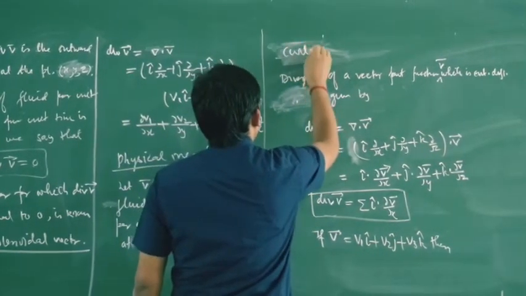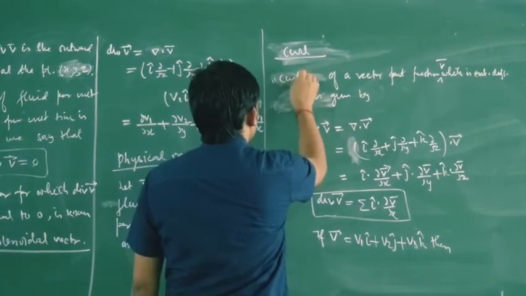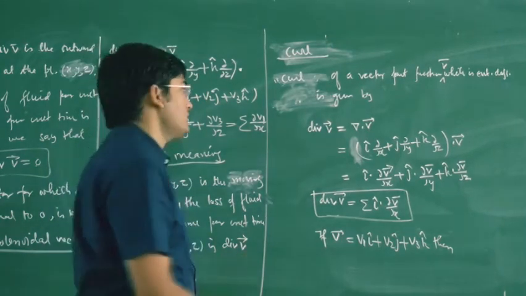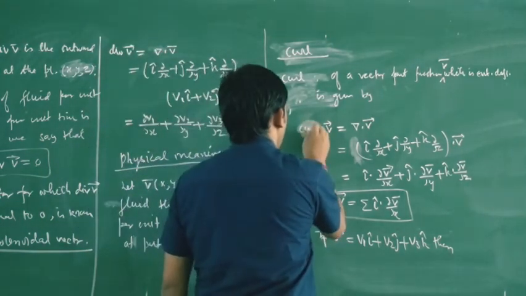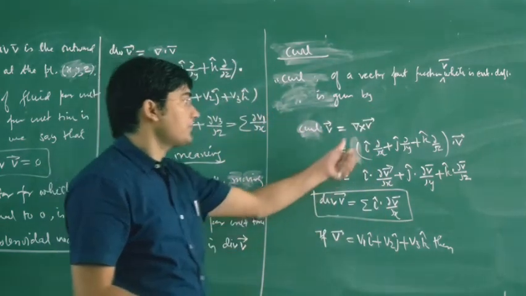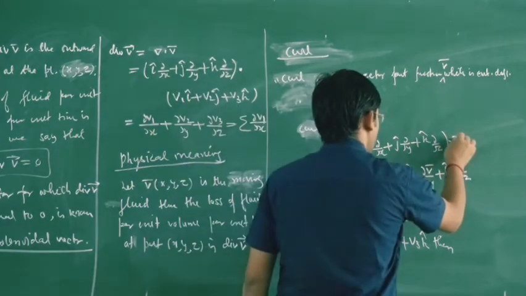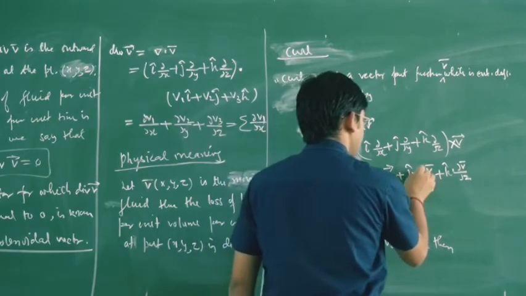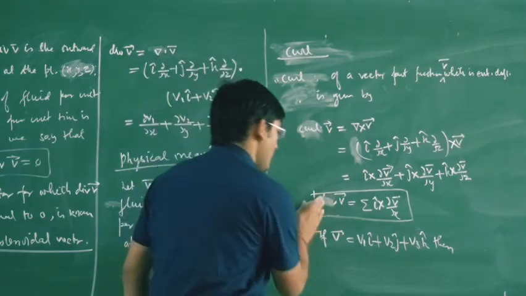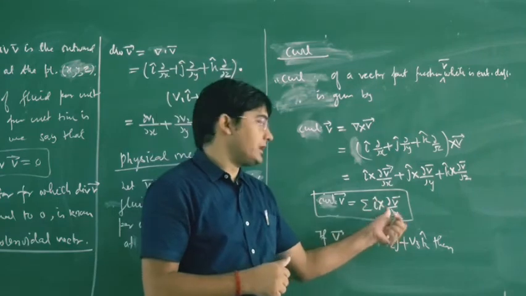Now let us define the curl of a vector. The curl of a vector point function v, which is continuously differentiable, is given by curl v, and for that we will have a cross sign here. So this is your vector product. Then this is i cross del v upon del x. So your curl of v is equal to summation i cross del v upon del x.